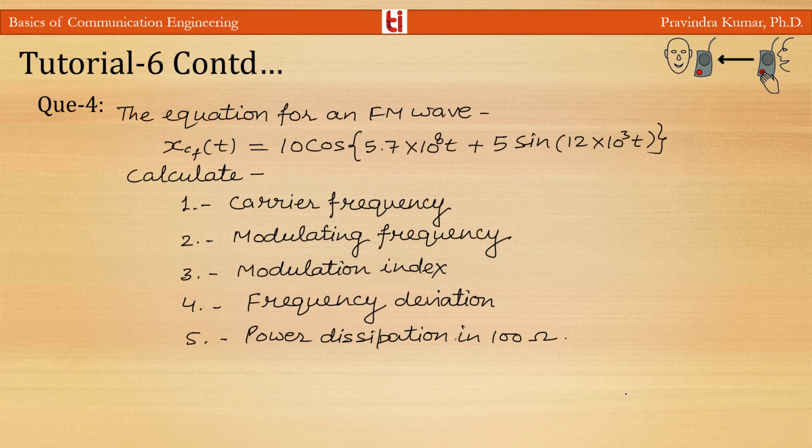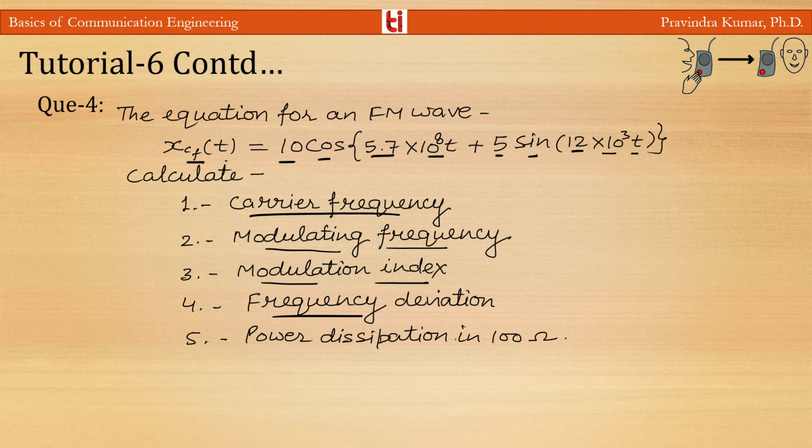Now the next question is the equation for an FM wave. It is x_c(t) = 10 cos(5.7 into 10 to the power 8 t + 5 sin(12 into 10 to the power 3 t)). Calculate the carrier frequency, modulating frequency, modulation index, frequency deviation and power dissipation in 100 ohm.